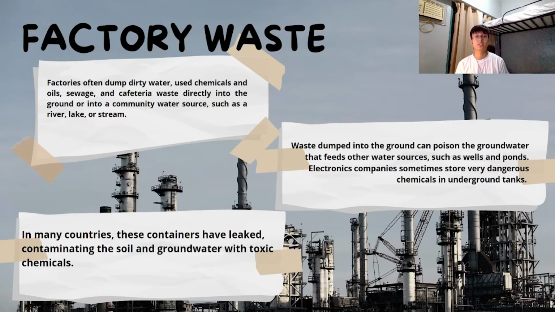Factories often dump dirty water, chemicals and oils, sewage, and cafeteria waste directly into the ground or into a community water source, such as a river, lake, or stream. Waste dumped into the ground can poison the groundwater that feeds other water sources, such as wells and ponds.